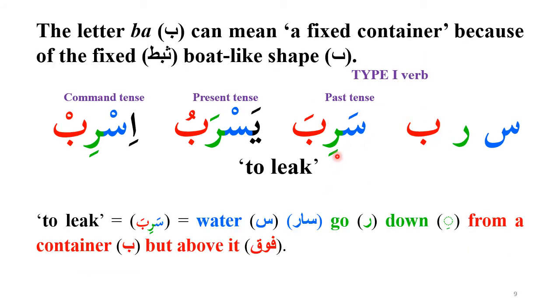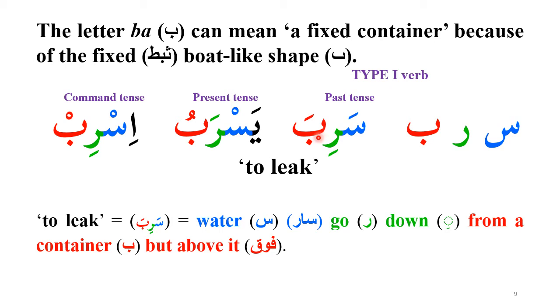Similarly, saraba means to leak. And we know that sara is like water flowing somewhere, and this ba is like a container. And leaking is shown in saraba, right? The ra is down, going is down, and the sin going down, and from the container going down. So the dot also indicates that something is leaking out of the container. So the leak or the breach is shown by this gap between the ra and the ba.